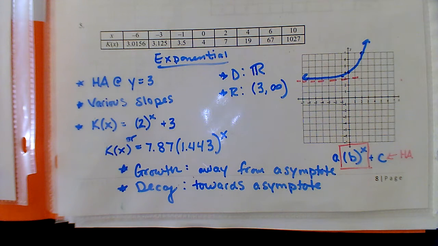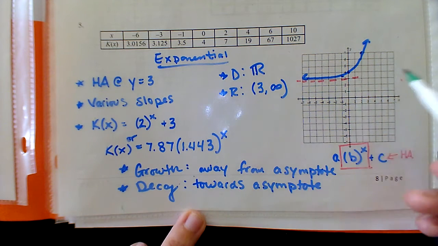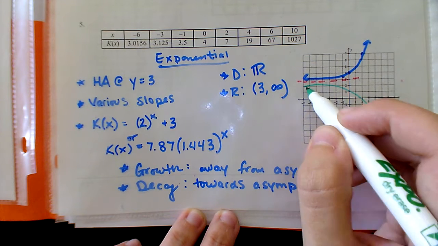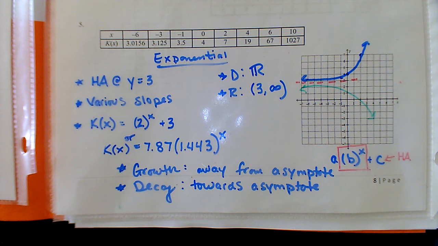Now I just want to draw an example here. Let's say this graph was kind of flipped. If we put in a negative, we flipped it, and it looked like this. Is that growth or decay, that green one? As you read from left to right, is your graph going away from the asymptote or towards the asymptote? That'd be growth, but in the negative. It's a growth in the negative direction. Okay, so just because it goes down, that doesn't mean it's decay. You're just growing in a negative direction.